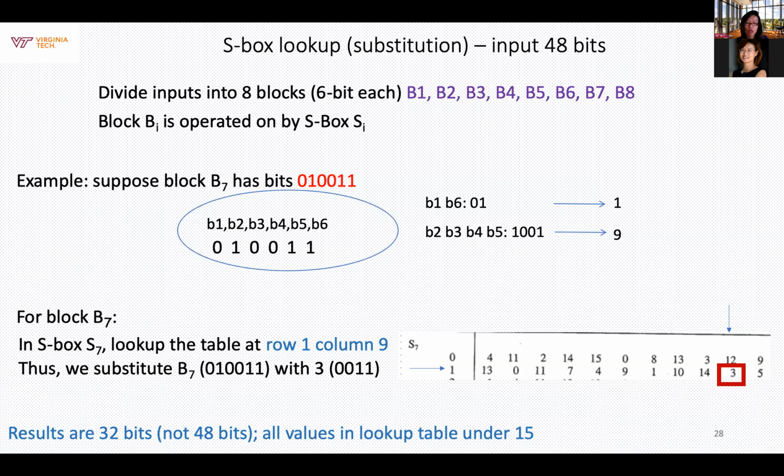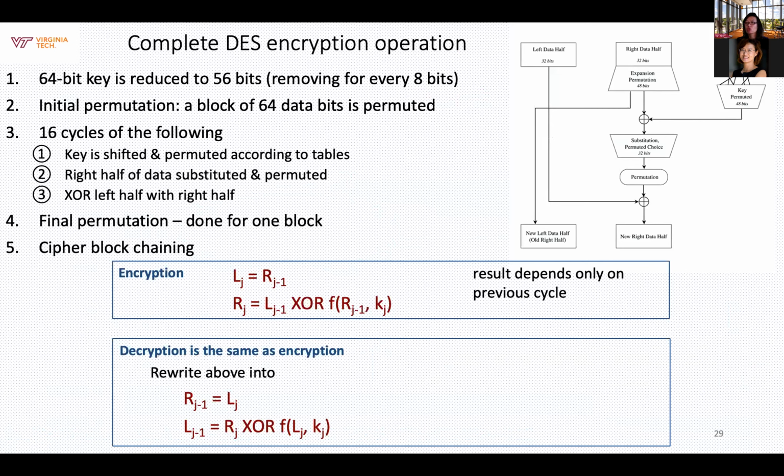It's important to know that the result is 32 bits. You're reducing the bits, and this is intended, because you have to do XOR afterwards with the left side. That's how you use the S box, the lookup and the permutation, following this procedure. If you look at the upper right corner, you have the substitution, permutation, and then you have the new right half. The new right half is used in the next cycle, and you do this for 16 cycles.